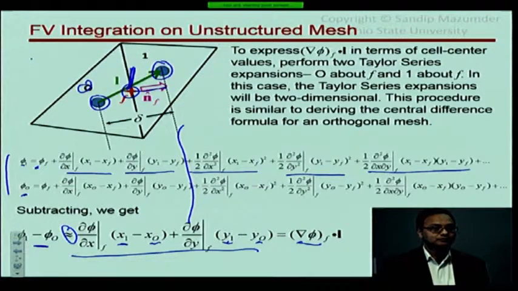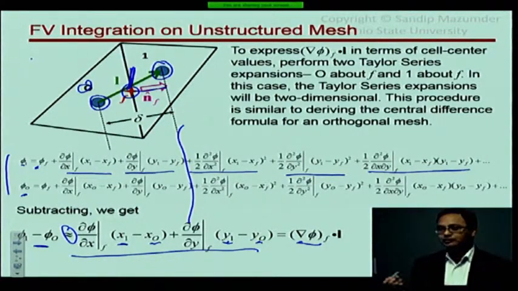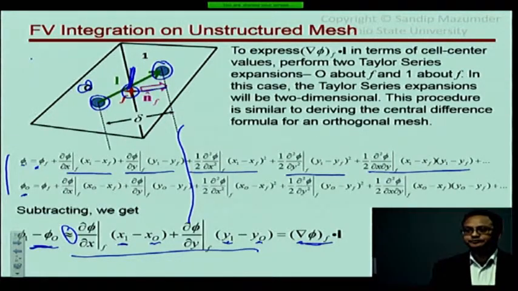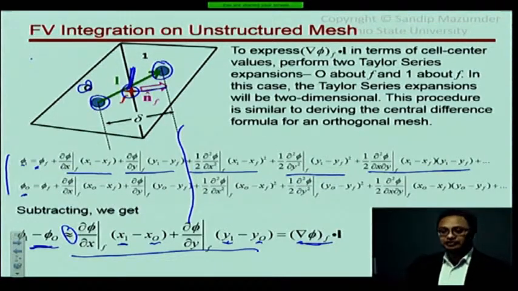Because grad phi f is dphi/dx i plus dphi/dy j, dotted with the L vector, which is (x1 minus x0) i plus (y1 minus y0) j. So this is your phi 1 minus phi 0, approximately at least, disregarding the truncation errors in your Taylor series expansion, or the higher order terms in your Taylor series expansion.